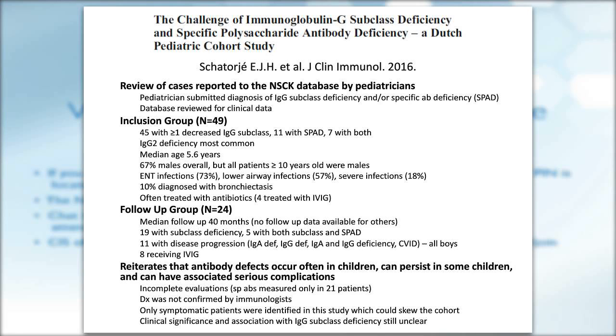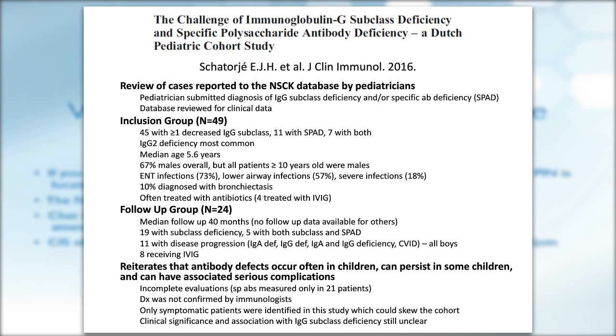What the authors note here is that about 11 of these 24 had what they call disease progression, meaning that in addition to their subclass deficiency and/or their specific antibody deficiency, some of these patients also developed IgA deficiency, total IgG deficiency, or maybe both, or even CVID. And interestingly, all of these were males. And in the follow-up group, about 8 were receiving IVIG.